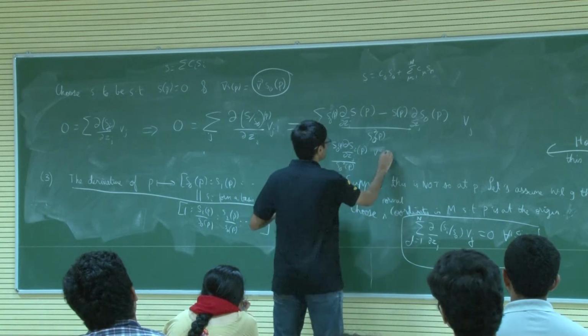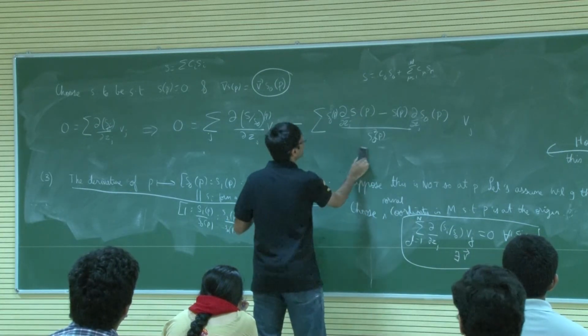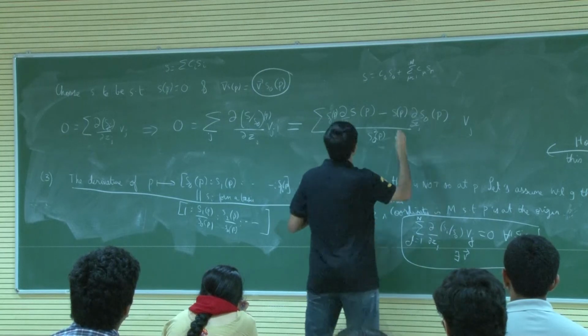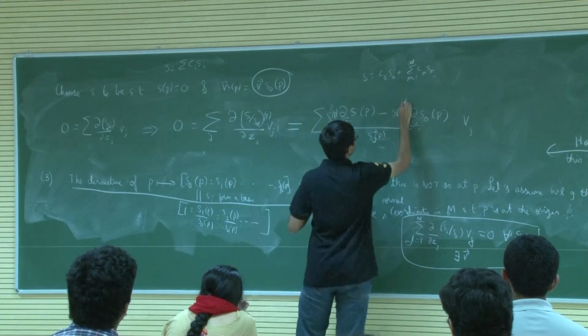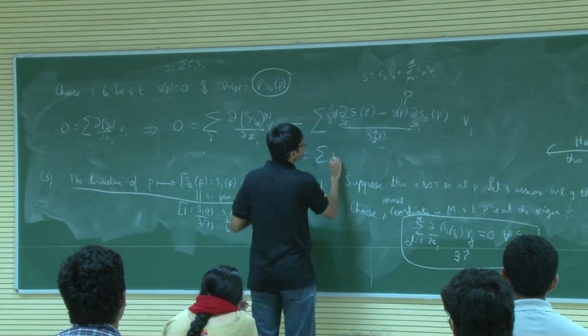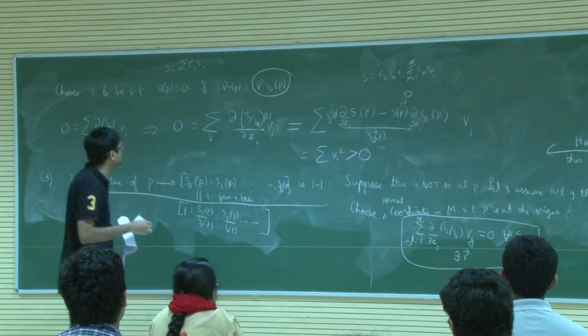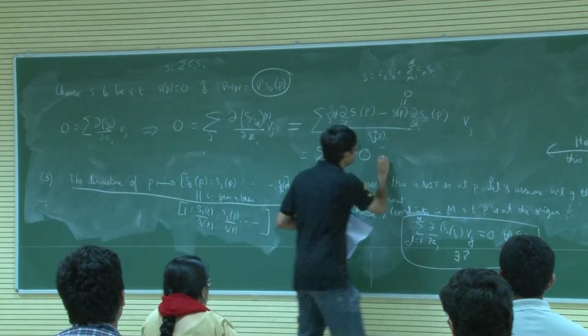So let me just do it here. So this is 0. Sorry, that was unnecessary. This is just the sum of v_i squared, which is positive. It's much easier. So it's a contradiction.